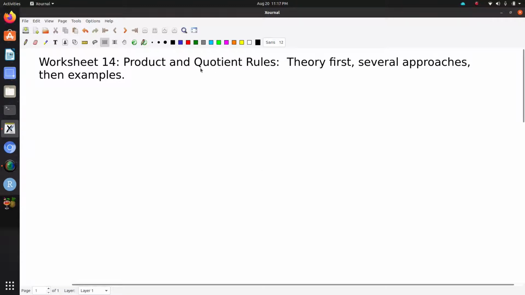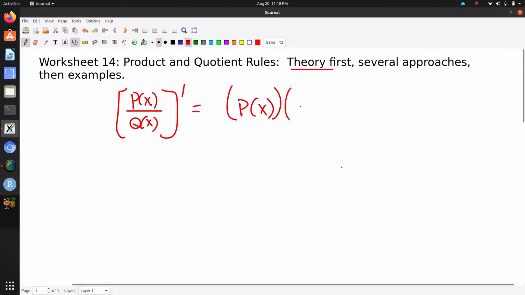Let me talk about the quotient rule next so that I can sort of do these in parallel. If you want to know why the quotient rule works, you could just rederive it from the product rule, and so I'm going to do that. I'm going to do a little bit of theory here. What if the thing we want to determine the derivative of is p of x over q of x? And we want to take the derivative of that. Well, that's the same thing as saying p of x times q of x to the negative 1. So in other words, I want you to think of this as q of x to the negative 1.